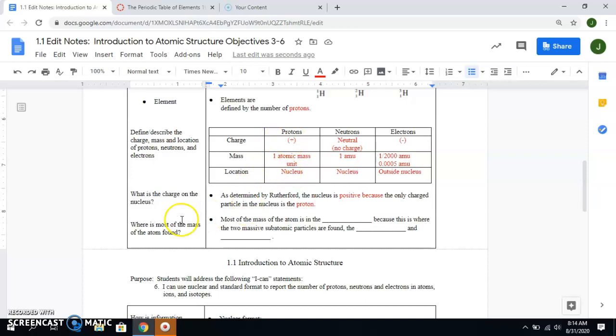And then the question, what is the mass of an atom? Where is most of the mass of an atom found? Most of the mass of the atom is found in the nucleus, for that same reason, as we're going to talk about in a second, because this is where the two massive subatomic particles are found, and those two massive subatomic particles are the protons and the neutrons.